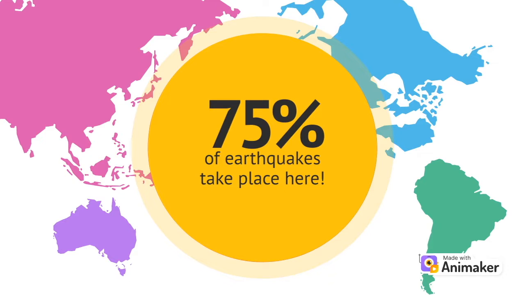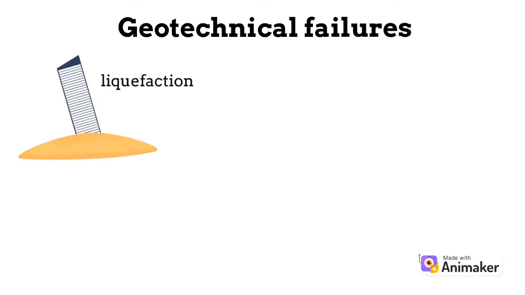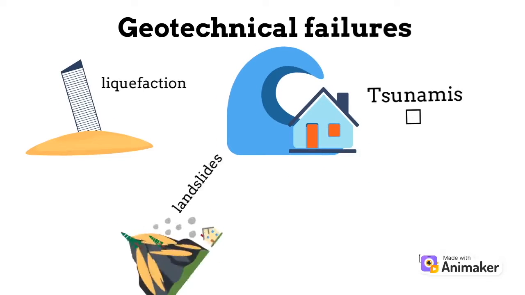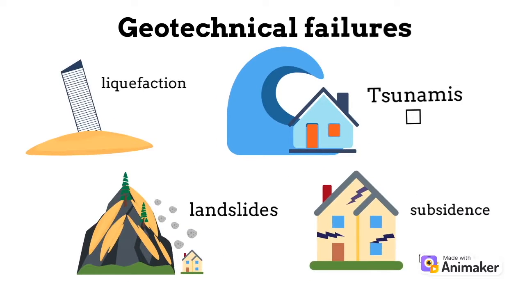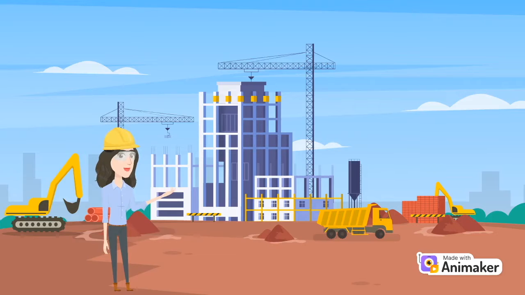Earthquakes can cause many geotechnical failures, such as liquefaction, tsunamis, landslides, and subsidence. These failures are caused by weaknesses in the built environment. So, how do civil engineers prevent these failures? The role of a civil engineer is to reduce seismic risk by reducing the vulnerability of the built environment.